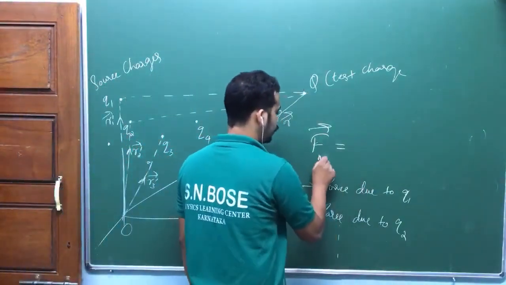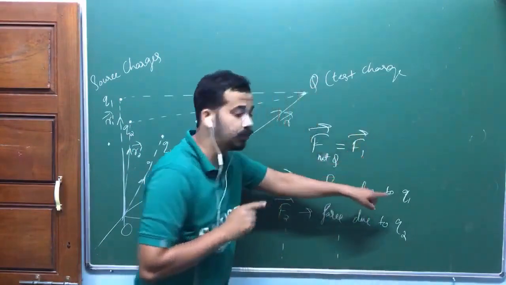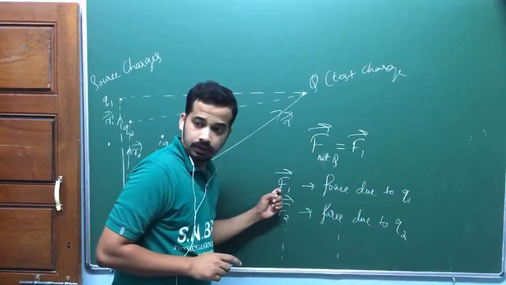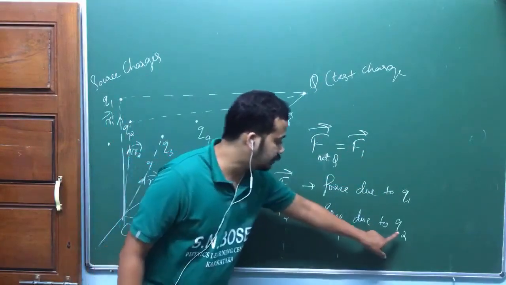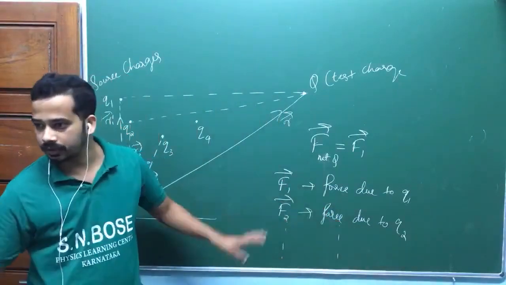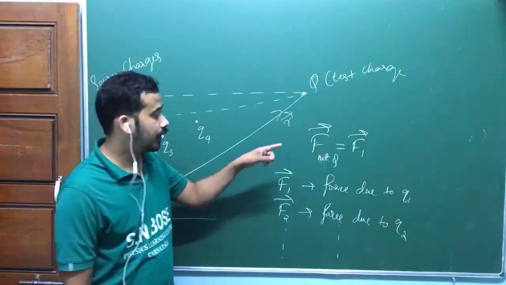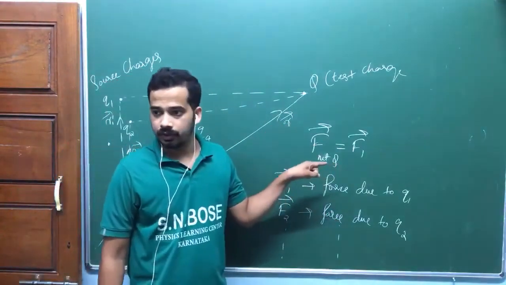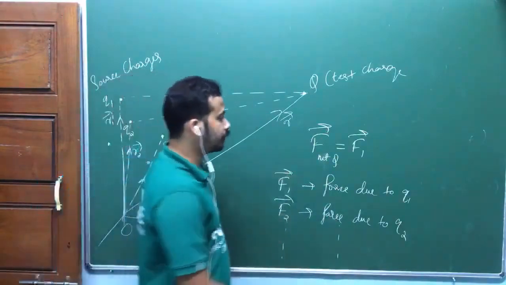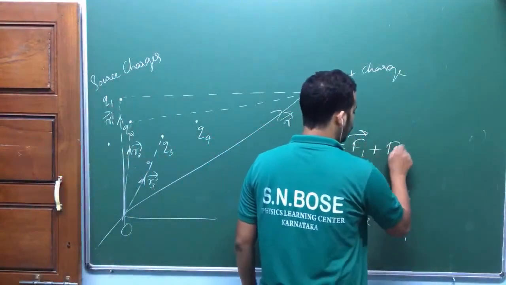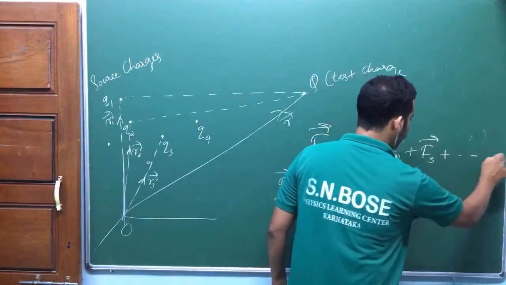Net force on Q will be equal to F1, the force due to Q1 only. While calculating this one, you are going to assume there exist no other charges. While calculating this one, except Q2, you are going to assume there are no other charges. So this superposition principle will allow us to find the net force on Q in terms of individual forces. Net force on Q is equal to F1 vector plus F2 vector plus F3 vector, the force due to the third charge, and so on.